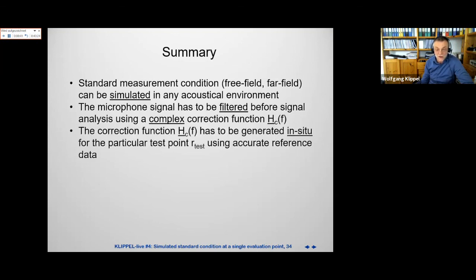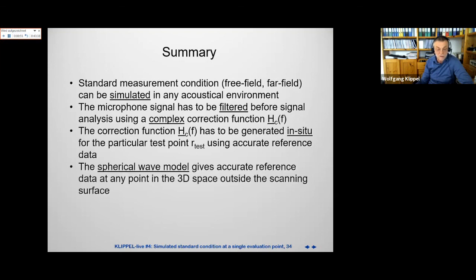This correction function can be generated at the last minute in situ, depending on the position of the microphone and if you would like to change also the evaluation point. That can be done quite quickly if you have reference data at the evaluation points, and very convenient is to use the spherical wave model with the coefficients. You can nicely calculate that. We have done this here in our measurement always in the background.